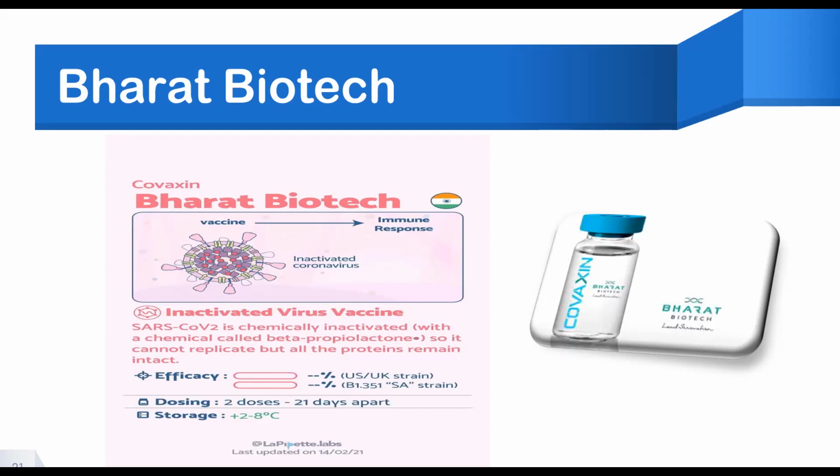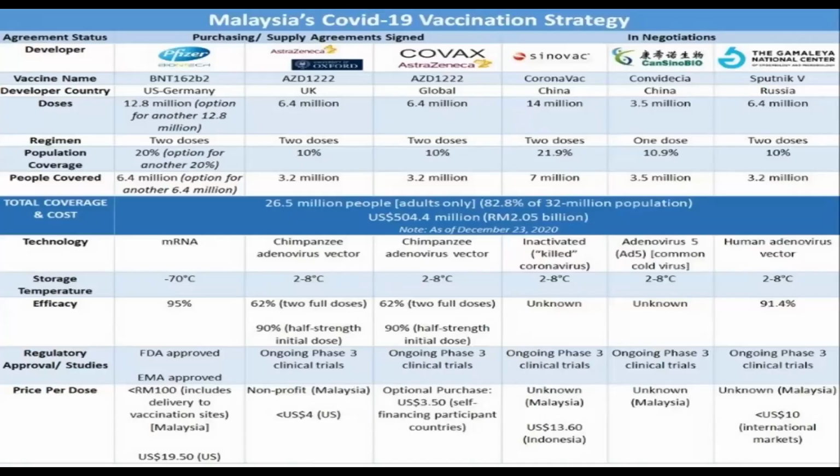So, next, titingnan natin yung mga next. Yes, dito na titingnan natin yung vaccination strategy na ginawa. So, ito yung sa COVAX. Hanggang millions na yung dosage na binigay nila. Dito natin makikita yung price per dose sa Malaysia. Ito yung Malaysia na version.